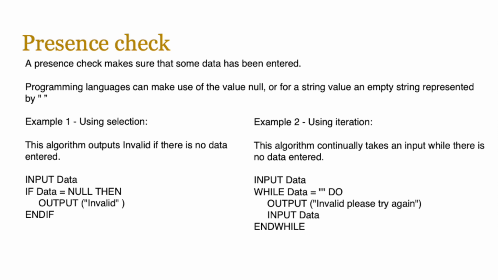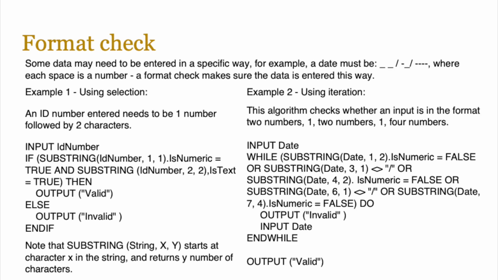Input some data. If data equals null, then output invalid, or input the data while data is equal to an empty string, output invalid data, input it again, and that loop will continue until the user enters something. Leaving it blank is not acceptable. Next is format check. Some data may need to be entered in a specific way. For example, date must be date slash month slash year, where each space is a number. A format check makes sure that data is entered in this particular way.